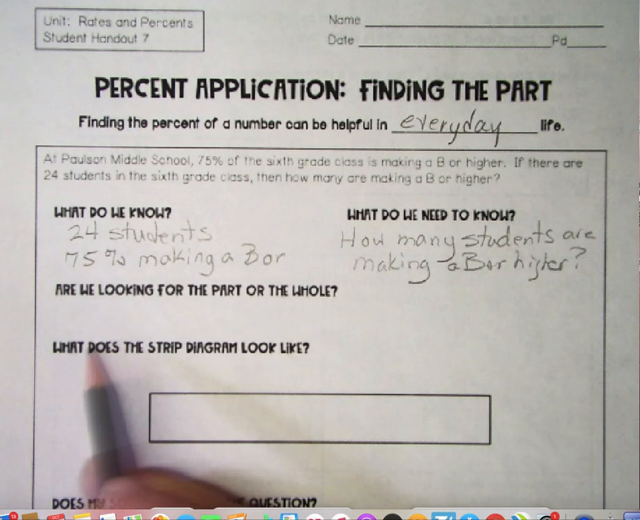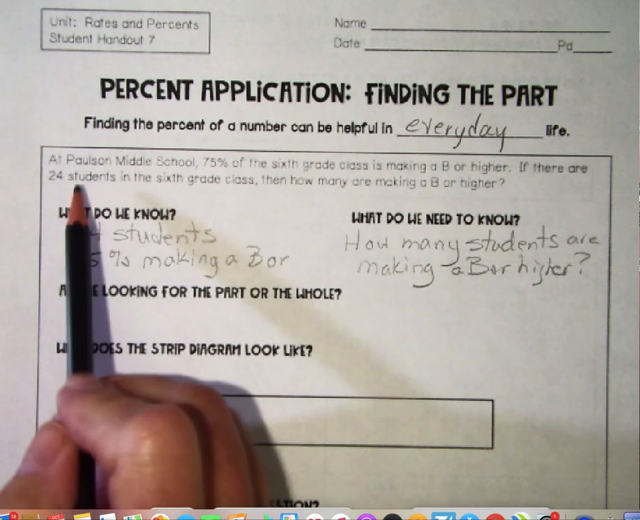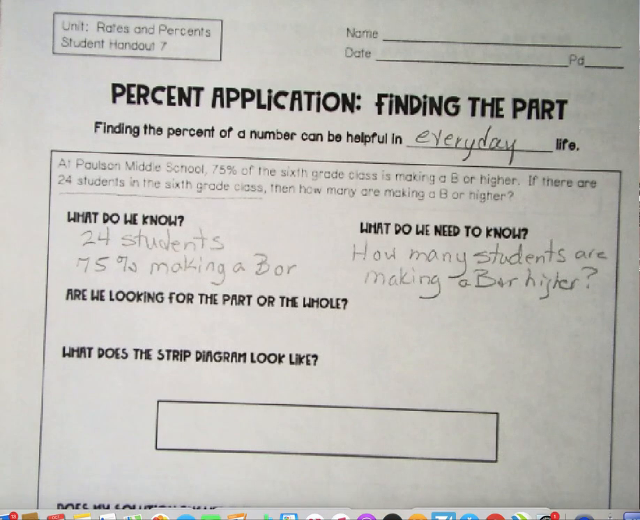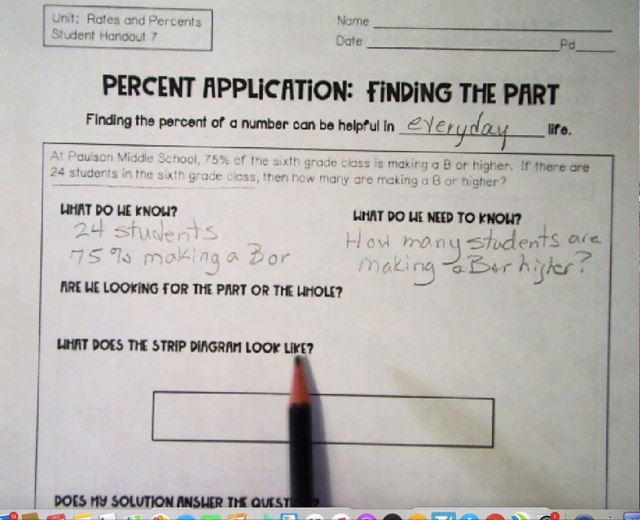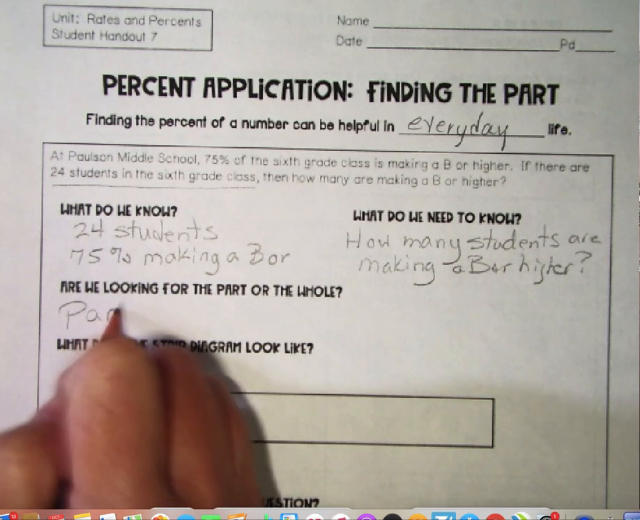Okay? Are we looking for the part or the whole? So this says 24 students in the sixth grade class. Does that represent all of the students? Does it just represent part of the students? Well, it represents all of the students, so we are looking for the part.